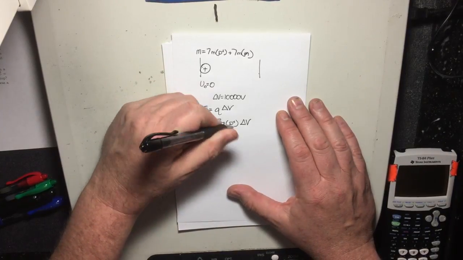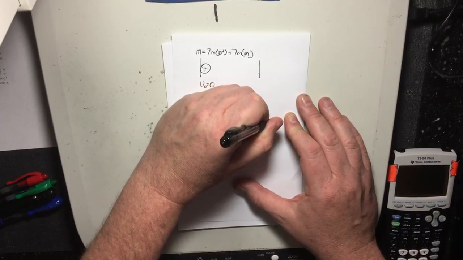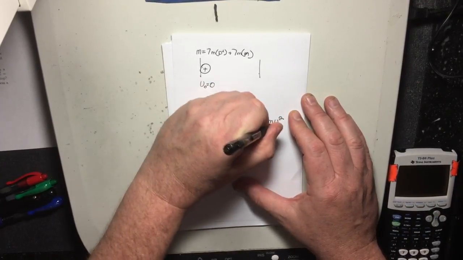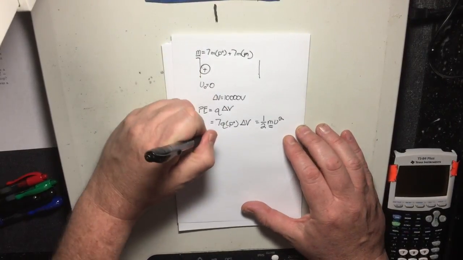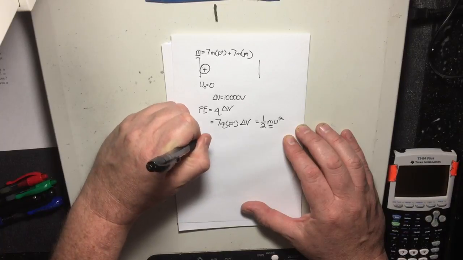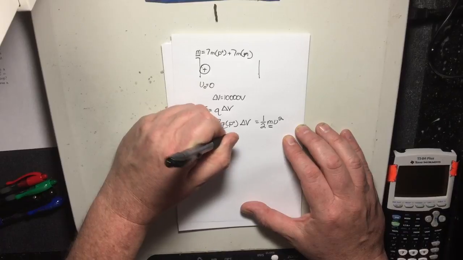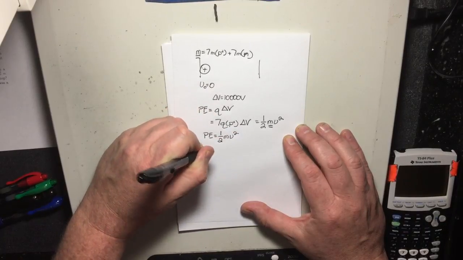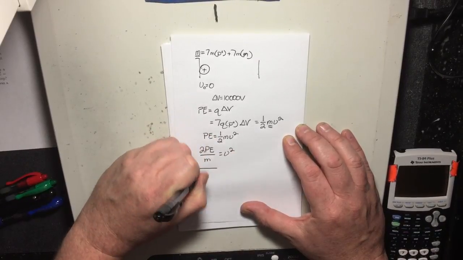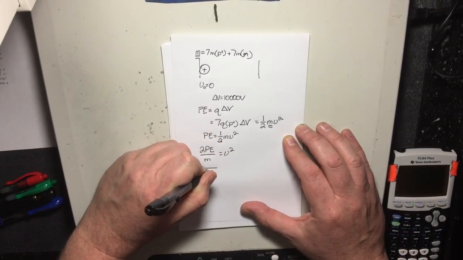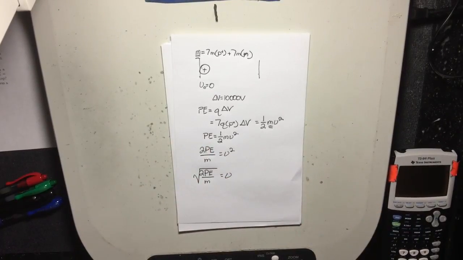The potential energy, this particular value, is equal to 1/2 mv squared, where this m is that m right there. We're looking for the final velocity, so potential energy is equal to 1/2 mv squared. So 2 potential energy divided by m is equal to v squared. Square root of 2 potential energy over m is equal to v. And then you solve for v.